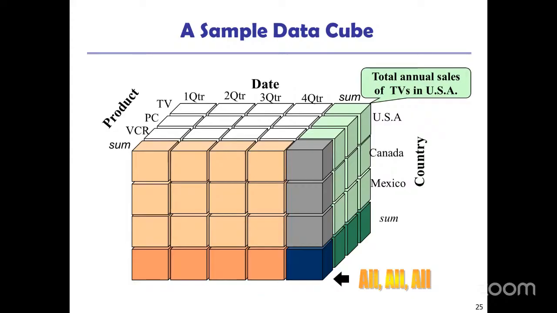And the third dimension is the country, for example USA, Canada, Mexico, and the sum of all these things. Okay, this is the best example, a sample data cube. One dimension is product, the second dimension is date, and the third dimension is country. Every dimension has some values, and the sum of all those values.